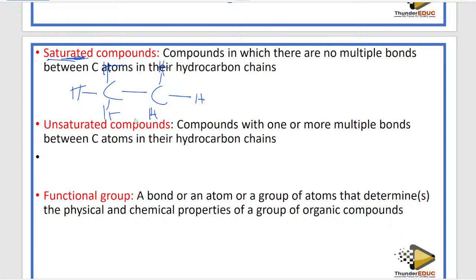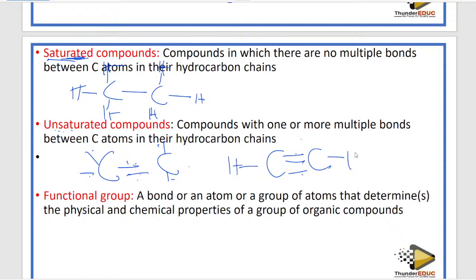What about alkenes? Remember we said that alkanes have single bonds. Alkenes will have a double bond, so they are unsaturated. It means that this bond can break to accommodate other molecules. You see? 1, 2, 3, 4. What about alkynes? Triple bond. We said it's also unsaturated. So I have 1, 2, 3, 4. Yes, it is also unsaturated.